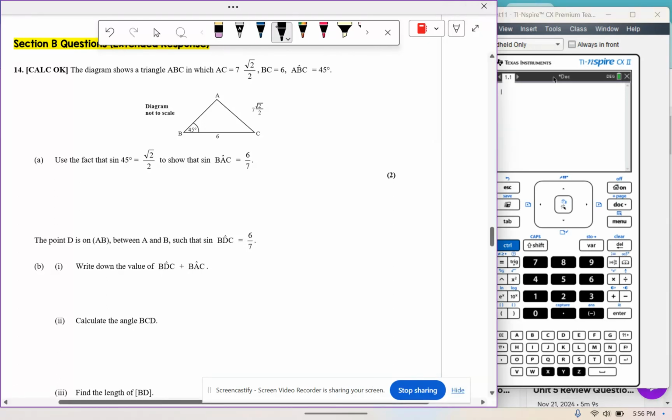Use the fact that the sine of 45 is equal to rad 2 over 2 to show that the sine of BAC is equal to 6 over 7. So I have the sine of 45, which is across from the side with a measure of 7 rad 2 over 2, is proportional to the sine of BAC, which is across from 6. So I would cross multiply.